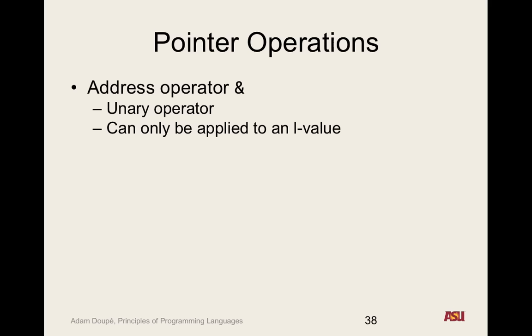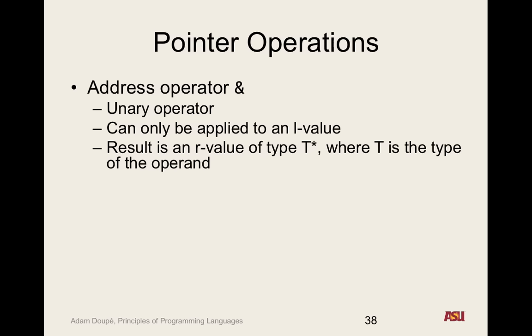Yeah, so what it returns is an R value. So it's returning the address of the operator, right? The location of the operator, that's just a value, just the same as A plus B is just a value, right? There's no location associated with this return result. And so the result is an R value, and specifically we're gonna be a little bit more particular, where the result is a type T star, where T is just the type of the operand.